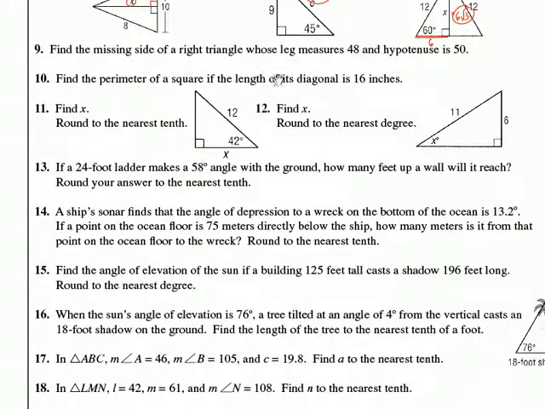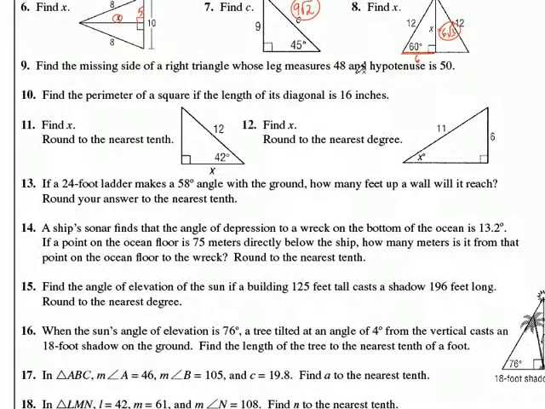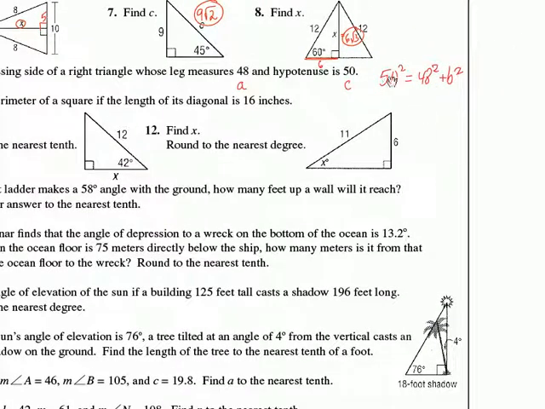Let's do this one. Find the missing side of a right triangle whose leg measures 48 and the hypotenuse is 50. Now, if you wanted to, you could draw this. But as far as my A, B, and C for the Pythagorean theorem, it's a right triangle, correct? What is the hypotenuse? That's the C. And this is either the A or the B. So how are you going to set it up? It's going to be 50 squared equals 48 squared plus b squared, or whatever you want to call it. Then subtract 48 squared, so it's 50 squared minus 48 squared. Take the square root of that. Bang, you're done.